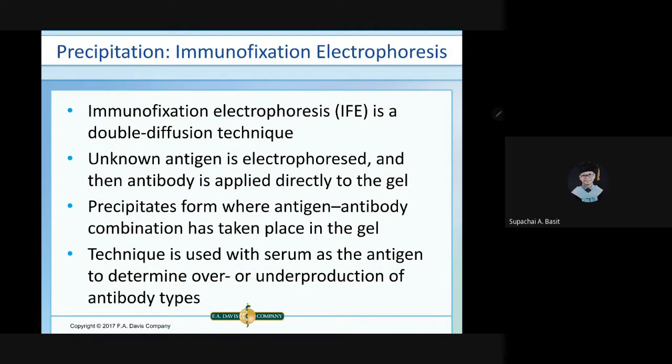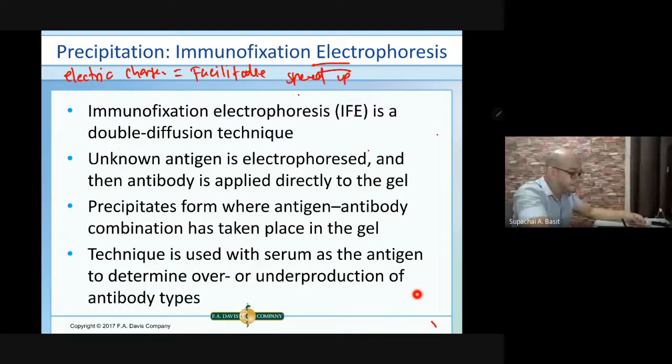Immunofixation electrophoresis is a double diffusion technique. However, in radial immunodiffusion and double immunodiffusion, we do not apply electrical charges. But here, we apply electric charge. Why do we need to apply electric charge? Electric charge will facilitate or speed up the meeting of antigen and antibody.